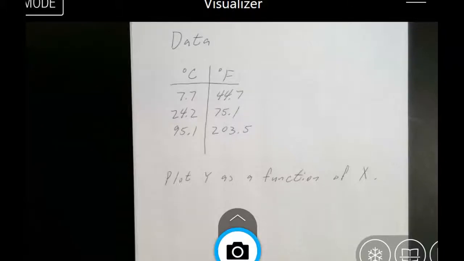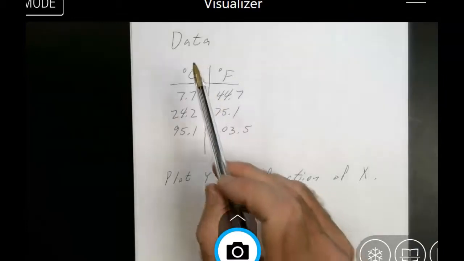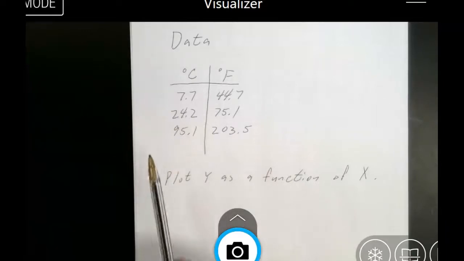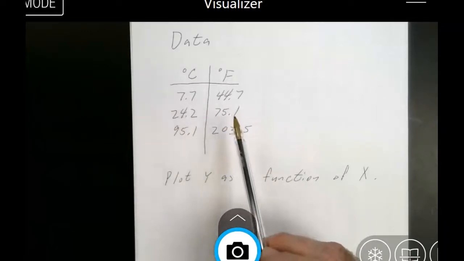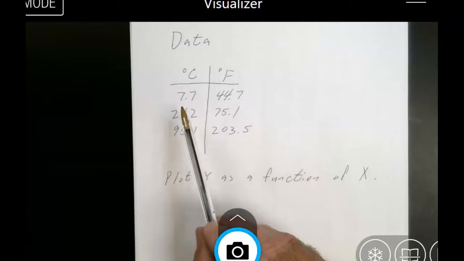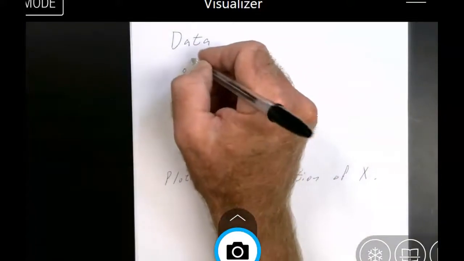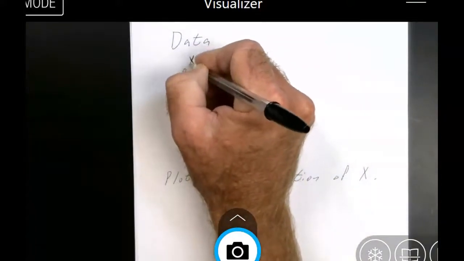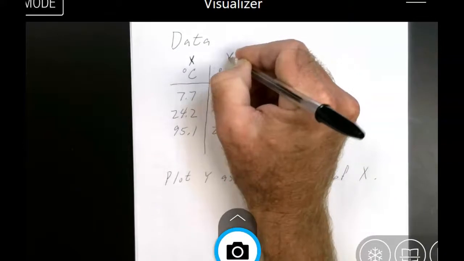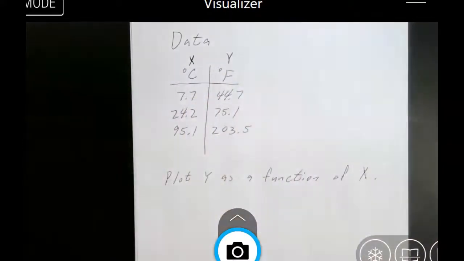Okay, today we're going to do a refresher on how to make a graph by hand. First thing you have to make a graph is you have to have data. So my data is here in a table. I'm plotting degrees Fahrenheit as a function of degrees Celsius. So I'm going to make my x value be the degrees C, my y value be the degrees Fahrenheit, and I'm plotting y as a function of x, or degrees Fahrenheit as a function of degrees Celsius.